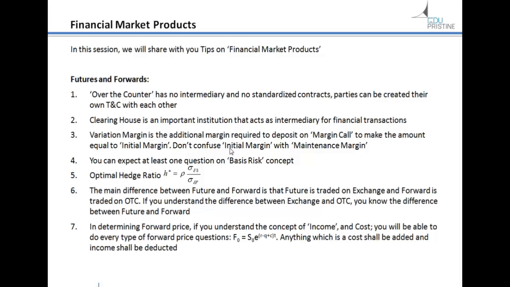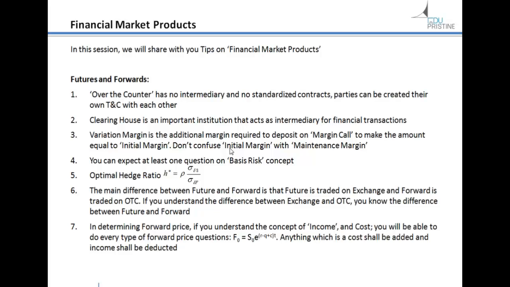Okay, you can expect at least one question on basis risk. The basic idea is to understand that basis risk is when there is not a perfect hedge, when the derivatives contract you are using and the underlying asset are different. Okay, optimal hedge ratio is used to hedge between an asset and a derivatives contract or a futures contract.